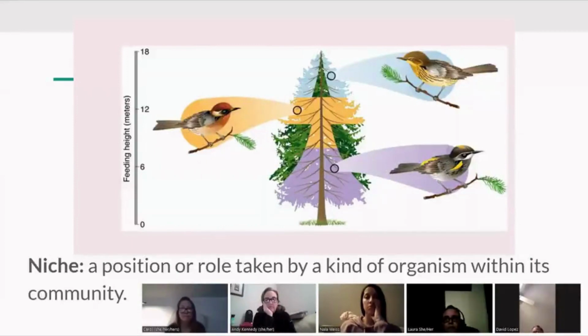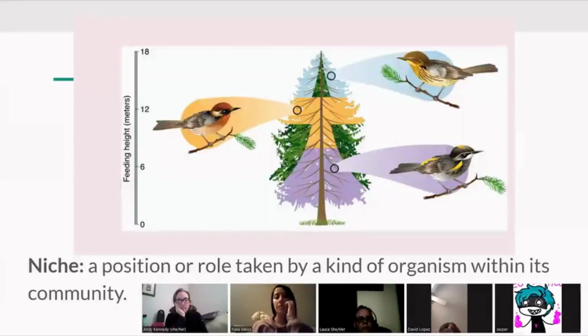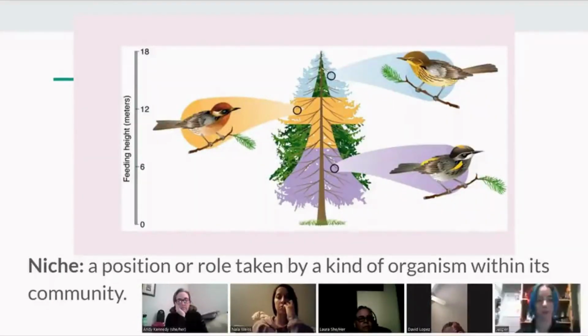So when we look at this diagram, right, of these 3 different kinds of birds, each of them have a specific niche in this tree, right? Because of their characteristics, maybe it's their flight patterns, maybe it's the way that they make their nest, maybe it's the food that they eat. And the tree has different characteristics as well. And those characteristics of the tree meet the needs of those birds so that they can reproduce and have harmony.